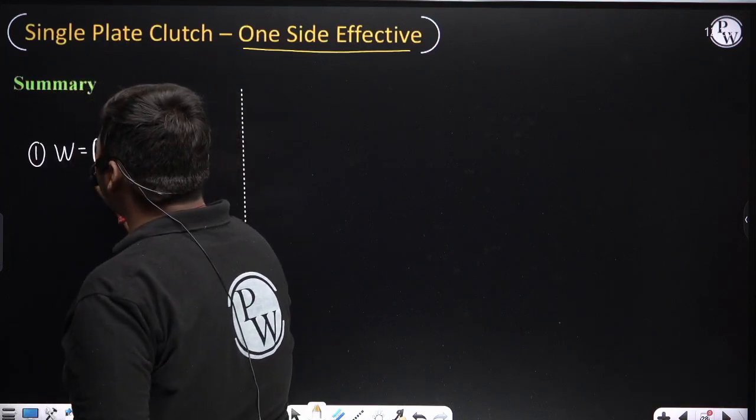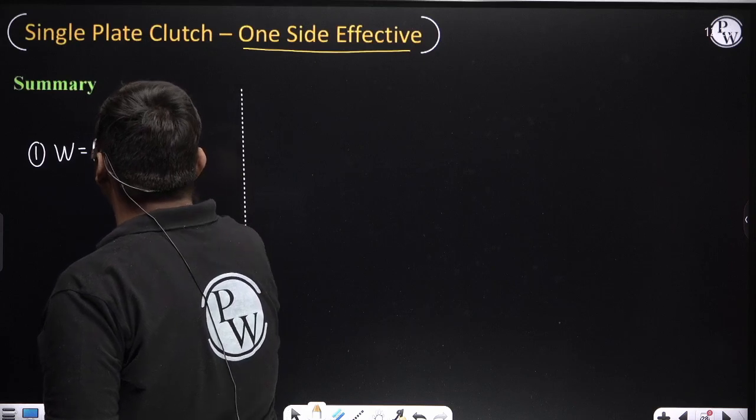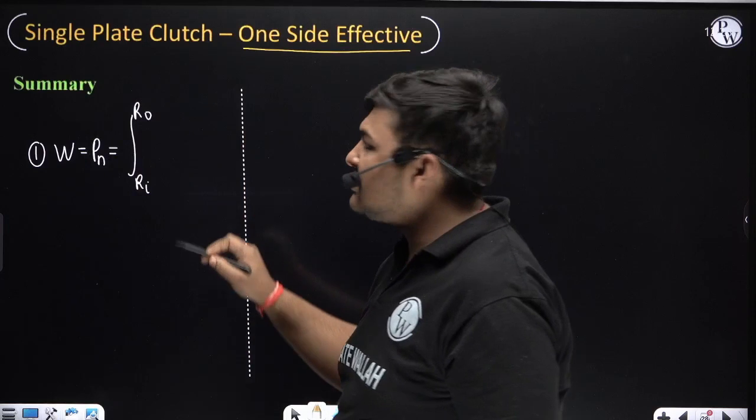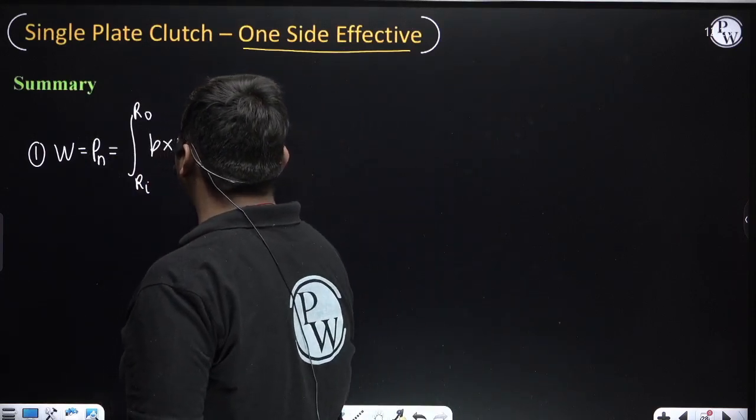That will be equal to the total pressure force, Pn. And the formula to calculate this is the integration from Ri to R naught of the pressure force on a strip, which is P into 2 pi r dr. This is the master equation. You need to remember this.